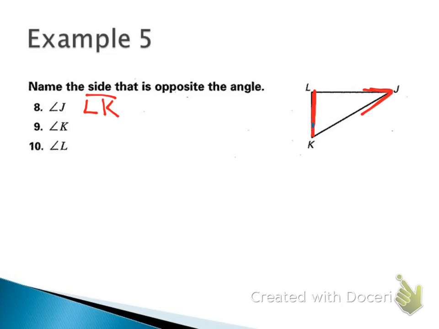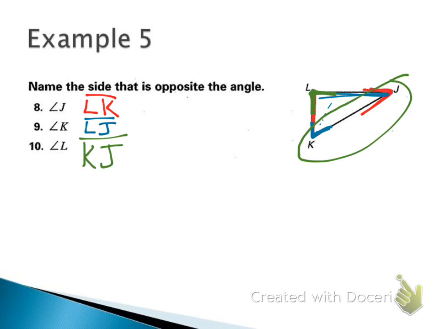Alright, next we want angle K. So what side is opposite angle K? You look kind of like across the triangle. What's this side? LJ, good. And the last one, angle L, is this guy up top, top left. So what side is across from it? Yep, JK.